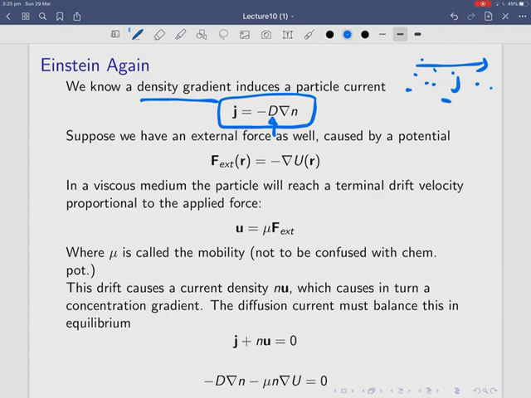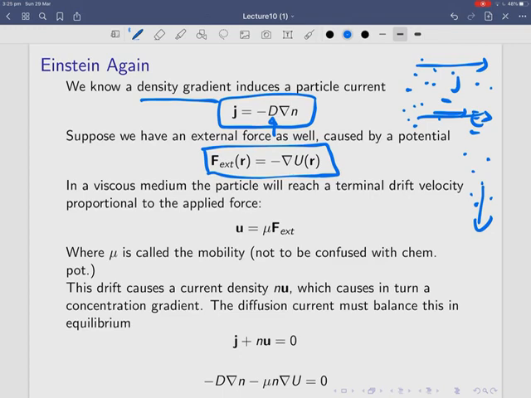But we can also get a current, of course, merely by having a potential or some forces acting on our particles. So if I have some particles here, and I put, say, an electric field like this, or a gravitational field, they will start moving, and that will induce a current of particles. Okay, not a current of charges, but a current of particles. So if you have them falling under gravity, you'll get a current due to gravity, not due to any density gradient. Okay, and so the external force is given by this, the negative gradient of the potential.